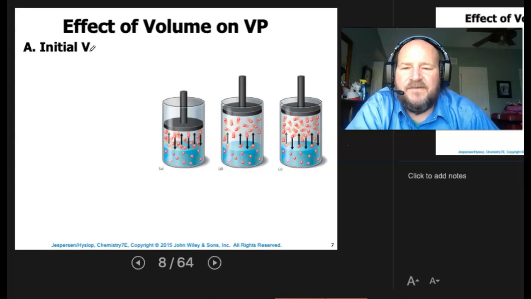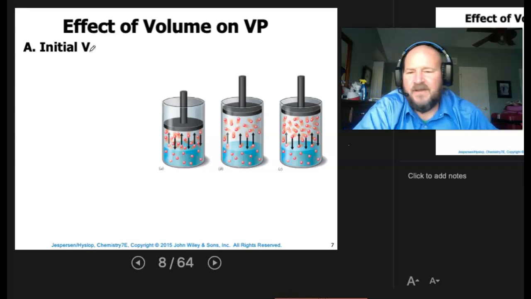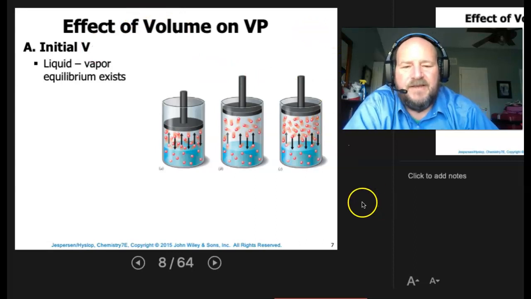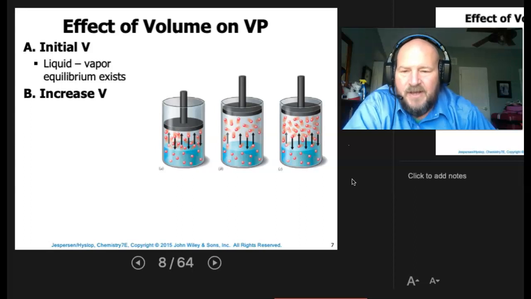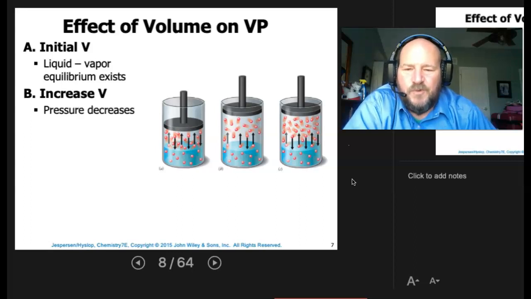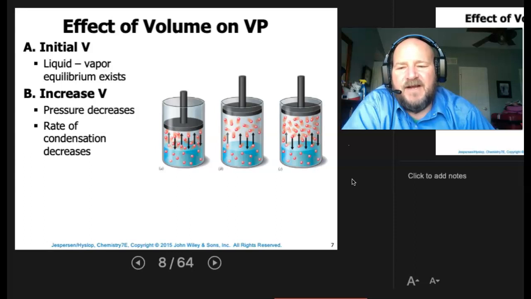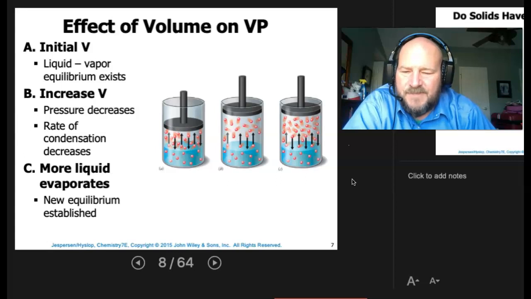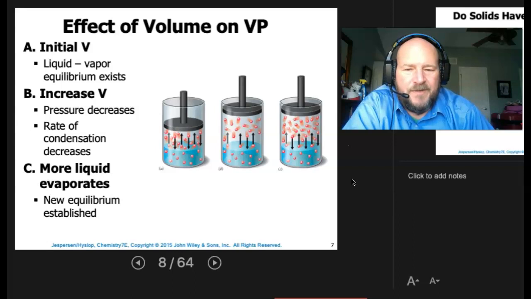All right, the effect of volume on vapor pressure. Obviously, if you have an initial volume and you set up your equilibrium, then as you increase the volume, the pressure will decrease. The rate of condensation will then decrease. More liquid will evaporate, and a new equilibrium will be established.